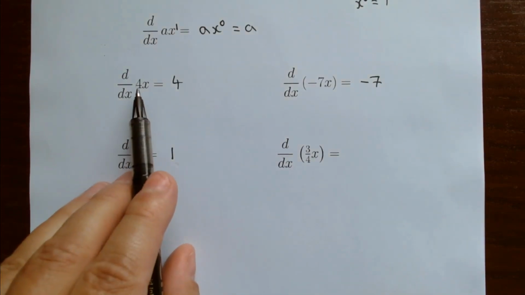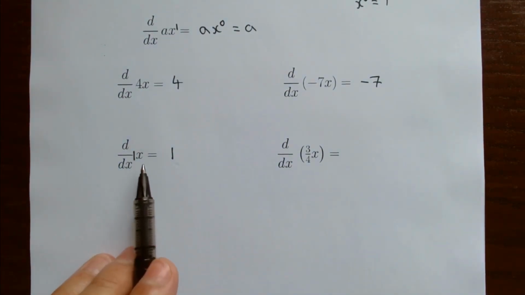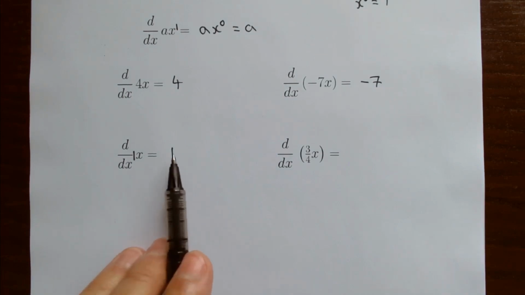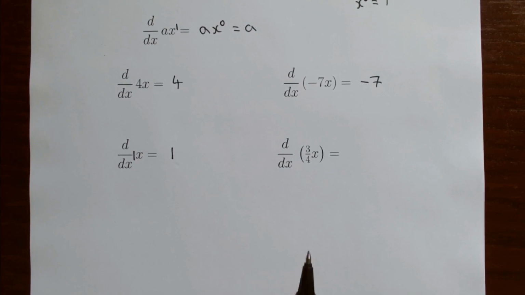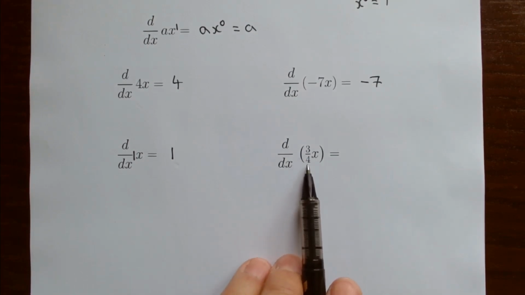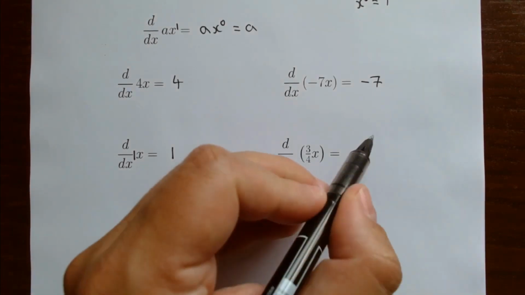So you can see if you have 4x, it becomes a 4. If you have 1x, it becomes a 1. So make sure you don't put a 0 when you want to differentiate an x. And here we want to differentiate 3/4 x, and that just becomes 3/4.